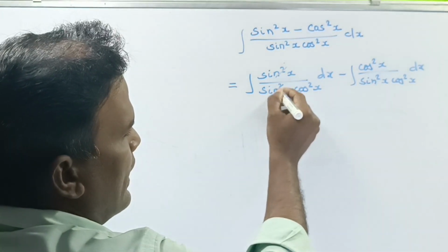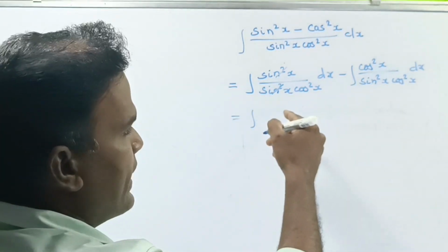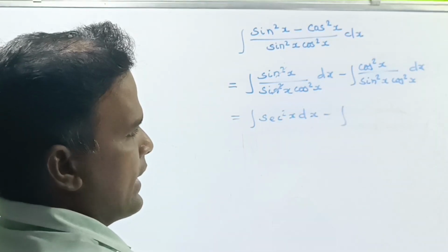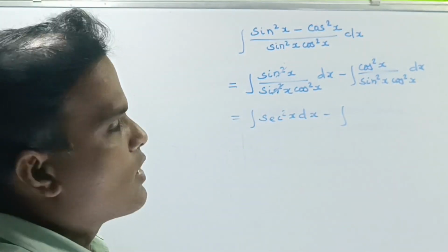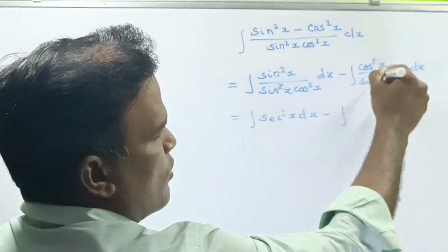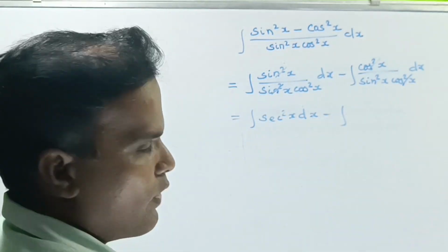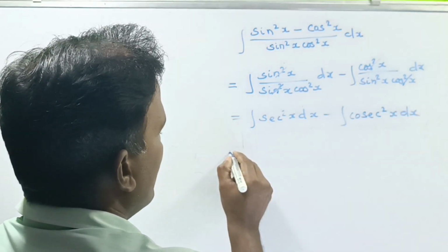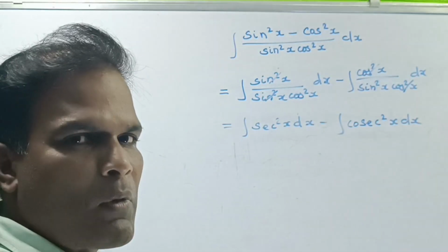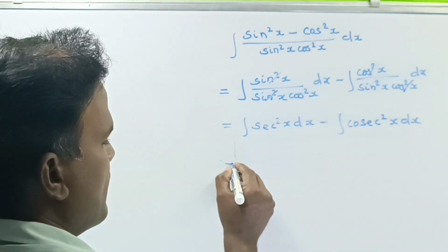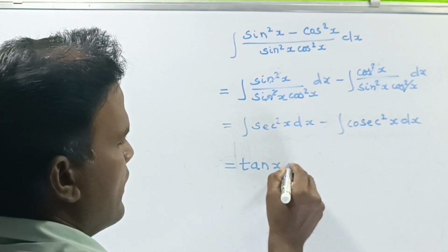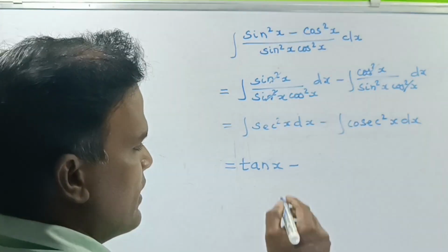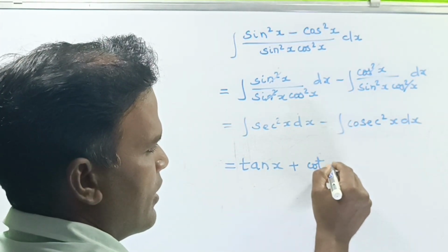Now cancel the sine square and the sine square, you will get integral 1 by cos square. So 1 by cos square is secant square x dx, minus integral, cancel this cos square x, so cos square and cos square will get cancelled. So 1 by sine square. What is the value of 1 by sine square? That is cosecant square x dx. Integral secant square x dx is tan x. Minus, what is the formula for integral cosecant square x dx? Minus cot x. Already one minus is there, so minus into minus is plus cot x plus c.